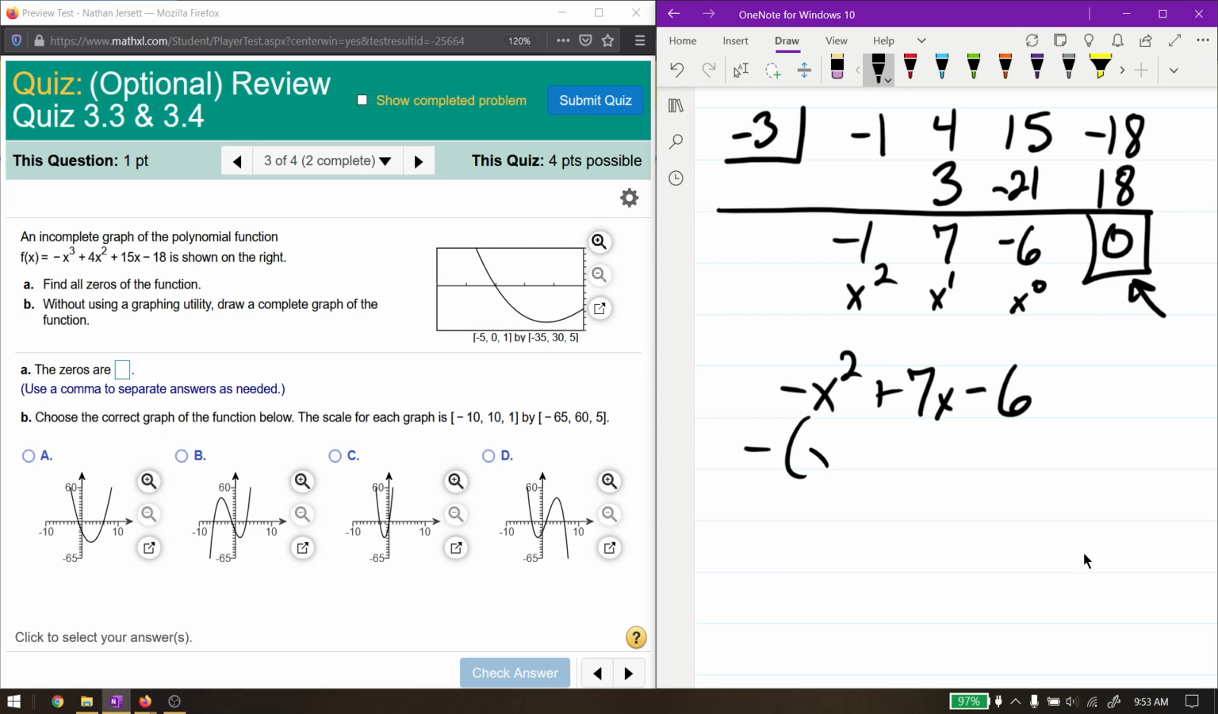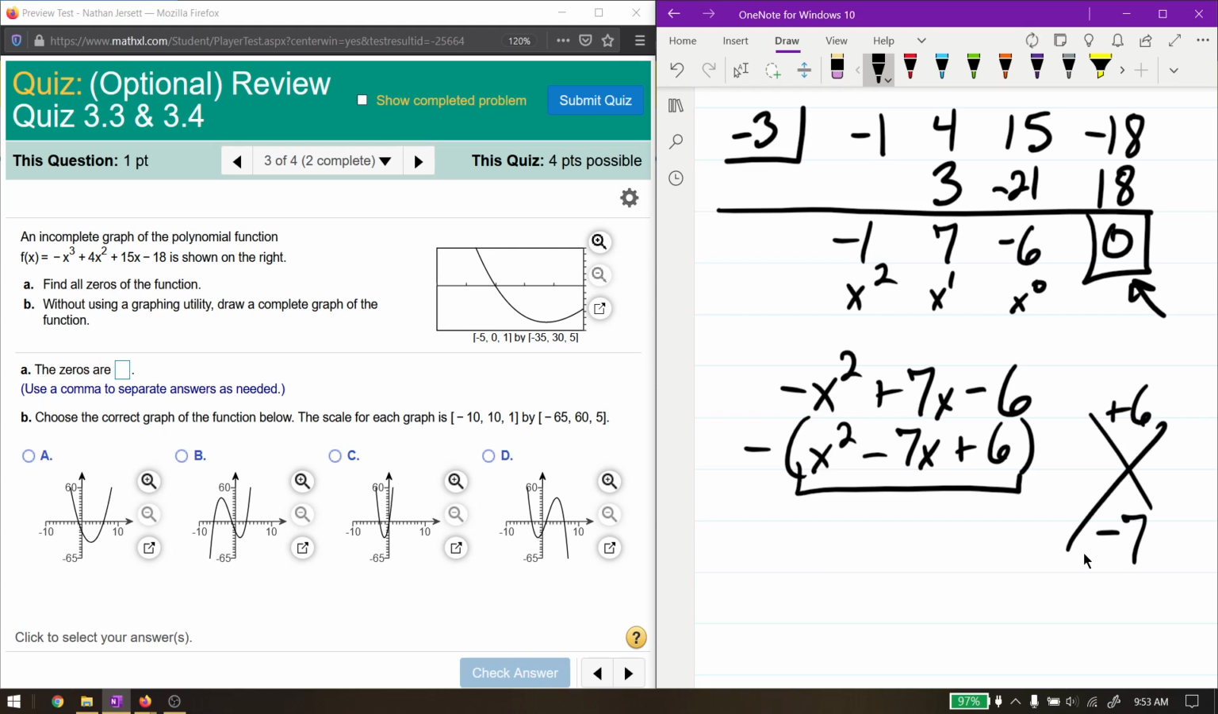I can divide out this negative. It's a little awkward having a negative in front, so divide it out. And now I have a quadratic that I can factor. Let's try the AC method first. A times c is +6. B is -7. Two numbers that multiply to give +6 and add to give -7. It's going to be -6 and -1. -6 times -1 is +6, and -6 plus -1 is -7. A is 1 here, so we can immediately factor this into x minus 6 and x minus 1.